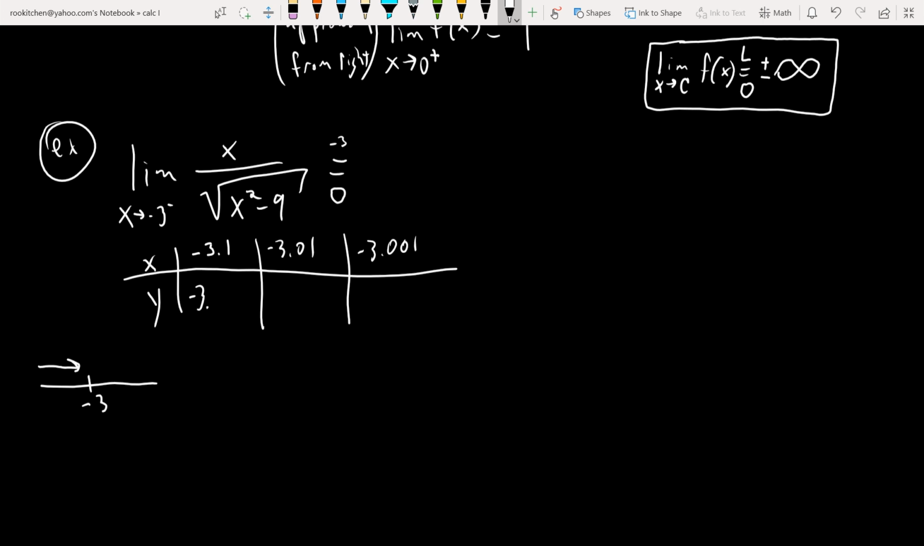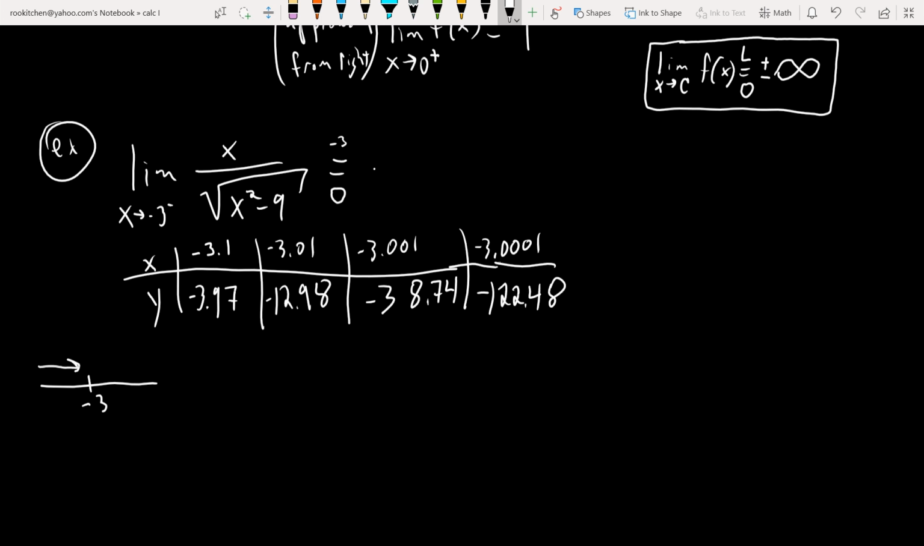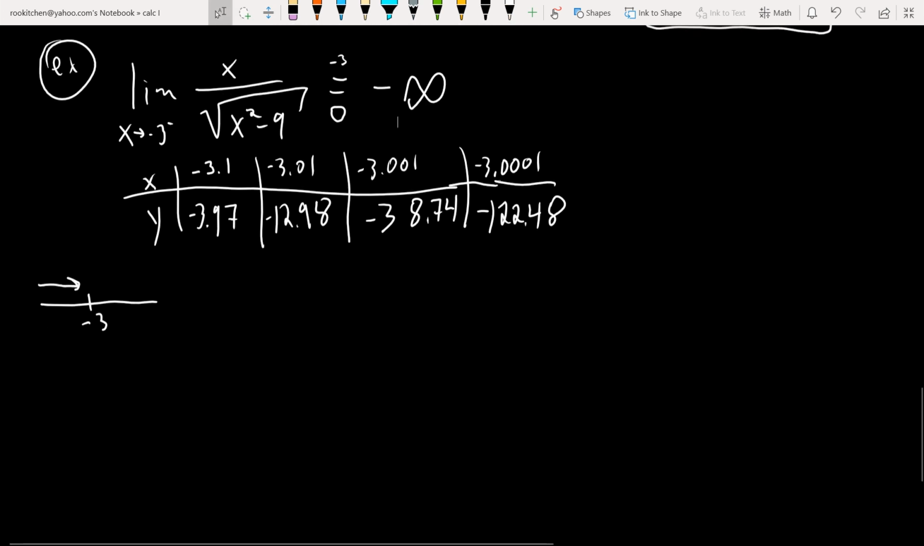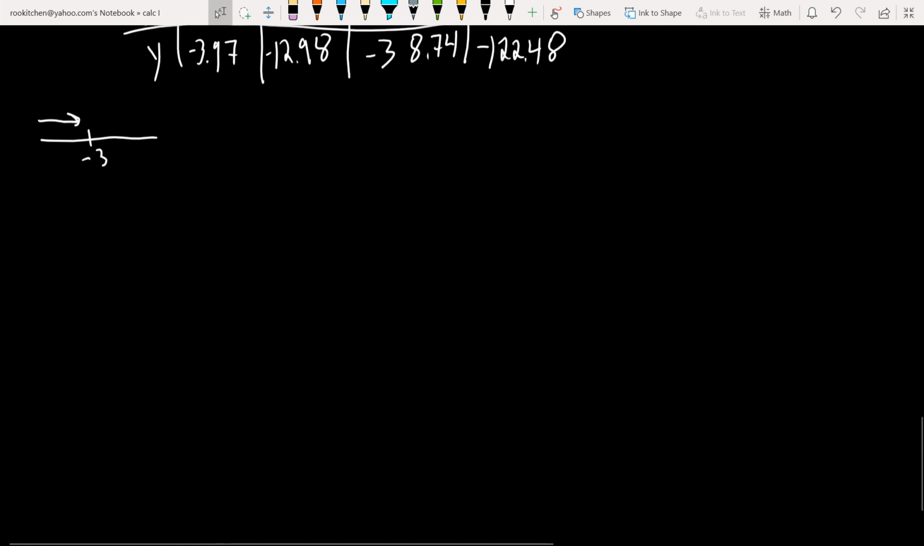I did it earlier. I'm getting -3.97, -12.98, -38.74, and maybe one more, -3.0001, gives -122.48. You just look for the trend. It seems like it's getting really, really big negative, so I put negative infinity. Okay, let's look at another one.